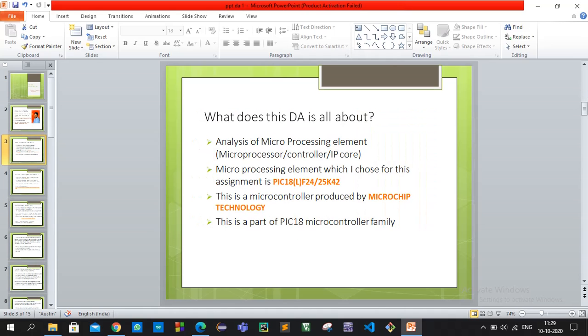Coming to this DA, what is this DA all about? As I said earlier, this is all about gaining knowledge about a microprocessing element, how I did that, and what problems I faced. This DA is all about analyzing a microprocessing element. The microprocessing element which I chose for this assignment is one of the microcontrollers from the PIC18 family. This microcontroller is produced by Microchip Technology.